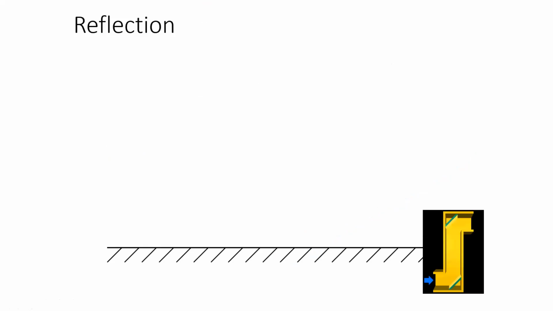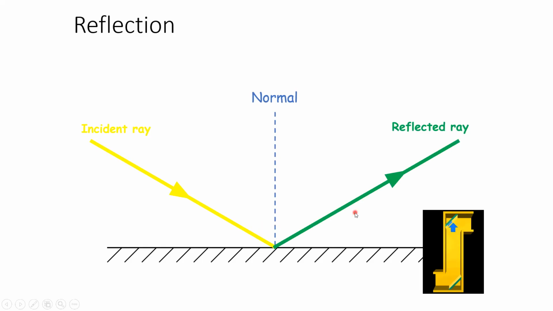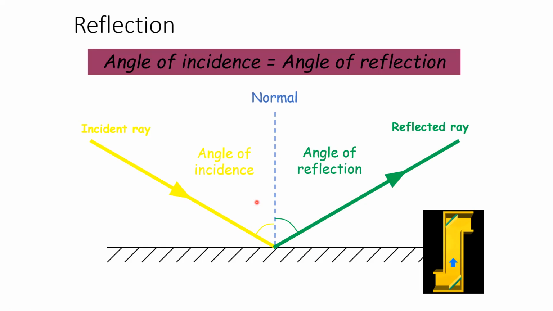So in this example, as you can see, the light strikes the surface. So what about the normal? The normal is always perpendicular to the surface. The light which strikes is the incident ray, and the angle between the incident ray and the normal is known as the angle of incidence. The light which bounces off from the surface is known as the reflected ray. The angle between the reflected ray and the normal is the angle of reflection. And the two angles will always be the same, which refers to the law of reflection.